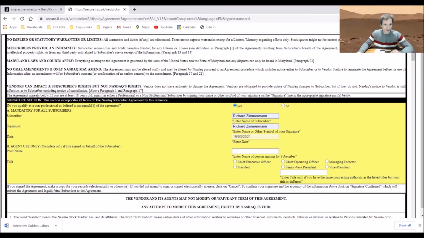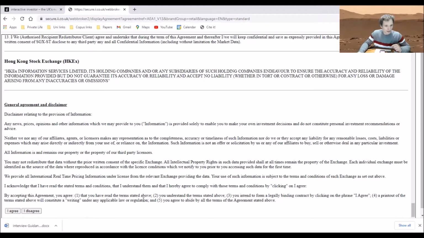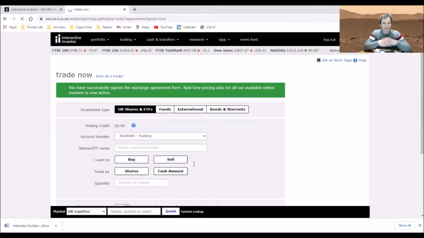All right, so this is the section where I need to sign. Do you qualify as a non-professional as defined in paragraph 1? I'm definitely a non-professional, so yes. And then I give my name and my signature. I'll just write down my name again and the date. Okay, I agree to abide by all the terms of the agreement stated above, even though I have to admit I did not read everything. I agree. Let's see what happens now. Yeah, it works. You have successfully signed the exchange agreement form. Real-time pricing data for all our available online markets are now active.